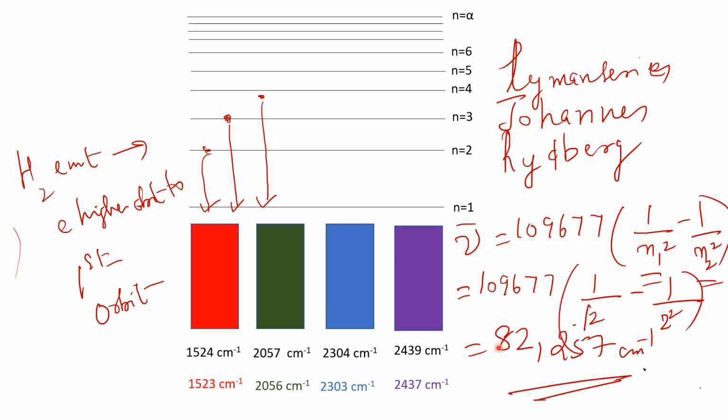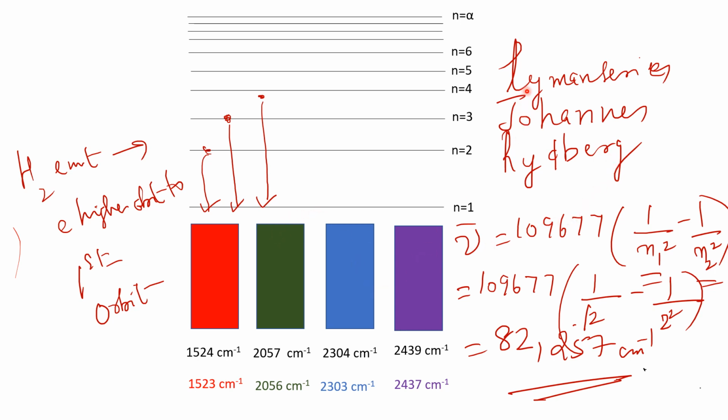So it is 82257 centimeter inverse. This belongs to the ultraviolet region of the electromagnetic spectrum. Practically, if you observe the first line of the Lyman series, that means that which arises from the transition of electrons from the second orbit to the first orbit, you can see that this practical frequency or the practical wave number of the first line very well correlates with this theoretical value that was predicted by Johannes Rydberg using the Rydberg equation.